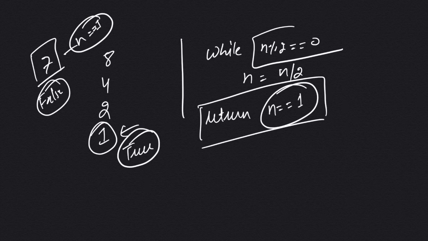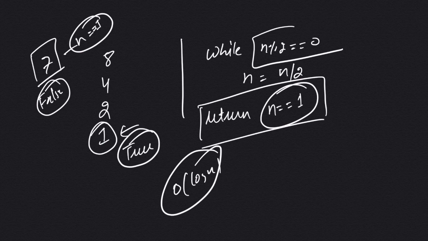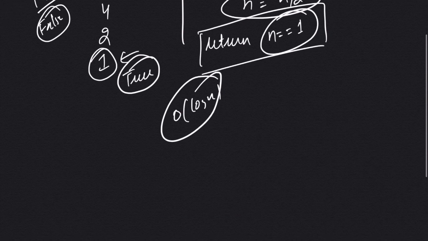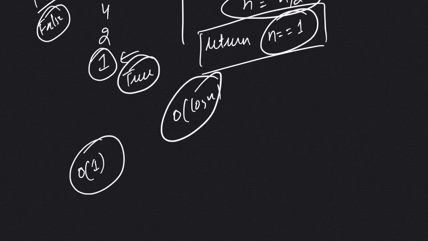For this problem, our time complexity will be of log n. Why? Because we are dividing the number by 2 every time. And the space will remain of 1 because we are not using any space. But let's see, is there any way where we can get our solution in of 1 time complexity?